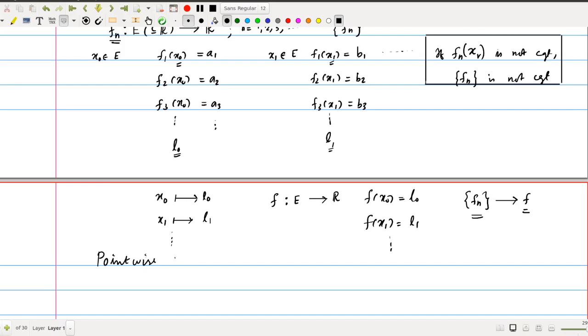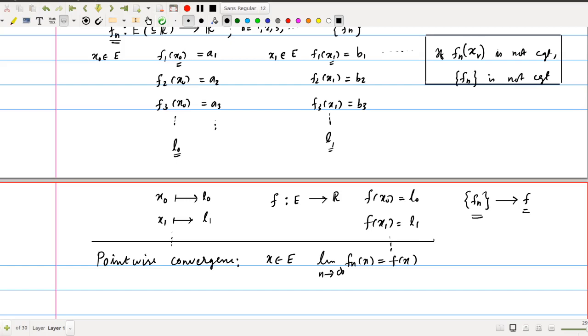Pointwise convergence. We can define pointwise convergence in such a way that, let x belong to E, the limit as n tends to infinity of fn of x equals f of x, for each x. This is the convergence of the sequence fn. This is what we call pointwise convergence.